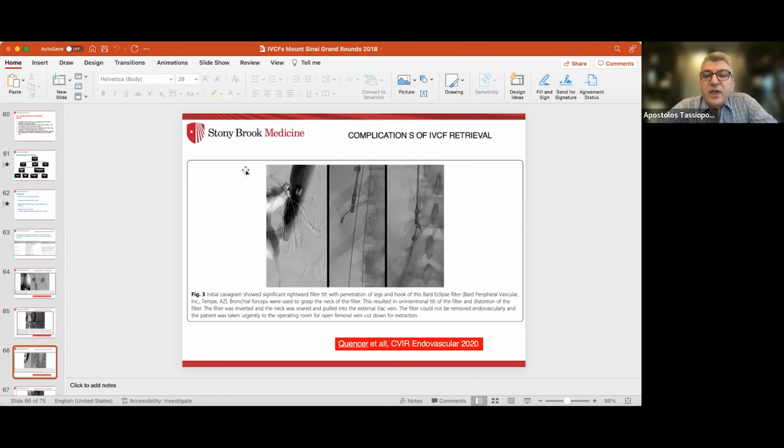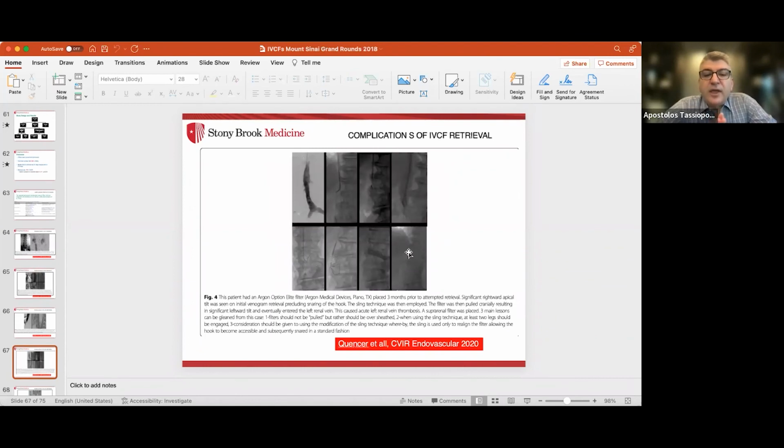Another attempt here to retrieve a filter with the forceps. As you see, the filter then tilted downwards. There was an attempt to capture the filter from below. It was not possible to take it out. The filter got stuck in the iliac vein, and that required an open retrieval through an incision in the right common iliac vein.